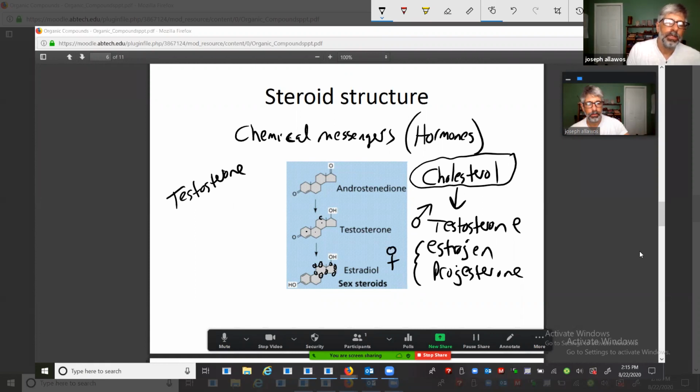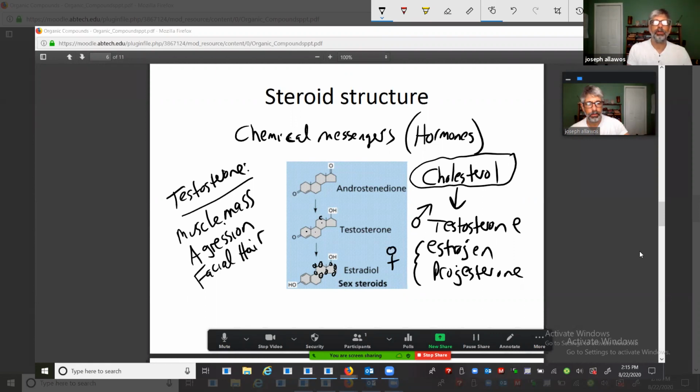Testosterone is what makes males male. What are some male traits? Muscle mass, right? Typically, males have greater muscle mass than females. They can exhibit aggression. They typically have more hair, like facial hair. These are all things associated with men that are produced by the action of testosterone.